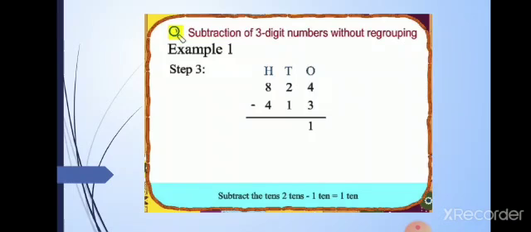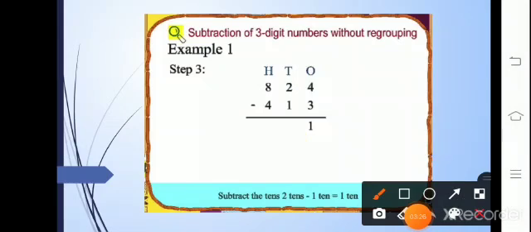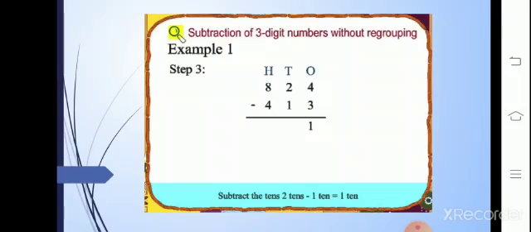Now this is another example of 3-digit numbers. Start from ones. Subtract 3 from 4. We get 1. Then subtract 1 from 2. We get 1. And subtract 4 from 8. We get 4. So it's 411.